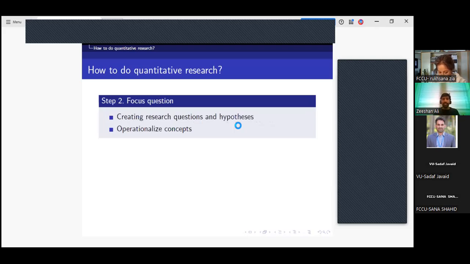So the second step is focus questions, because when we have conducted the literature review, we have selected the topic, but the topic is too broad to study. So we want to come up with some specific questions, specific hypotheses. And in order to do that, we have to conduct different things. And one of them is just to understand what is meant by hypothesis.